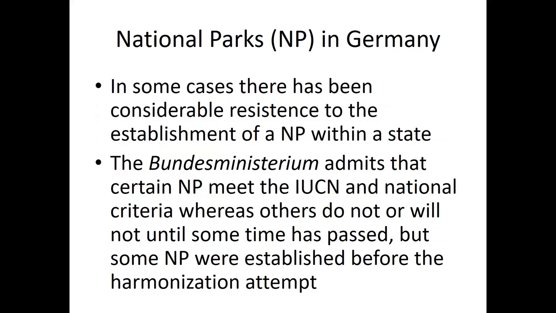In the past, there has been a lot of resistance to the establishment of some national parks within some states. When we saw on the previous map the northwest coast of Germany on the North Sea, there was a considerable area which is considered a national park, and that's an example where there was a lot of resistance. Sometimes the federal ministry will say that a particular park that a state has established really does not meet the IUCN or the national criteria which they've established. That perhaps the park does not reach these criteria, or it might in some time in the future. But right now it's really not a national park, or most of the area in the national park is not an IUCN classification 2 national park.